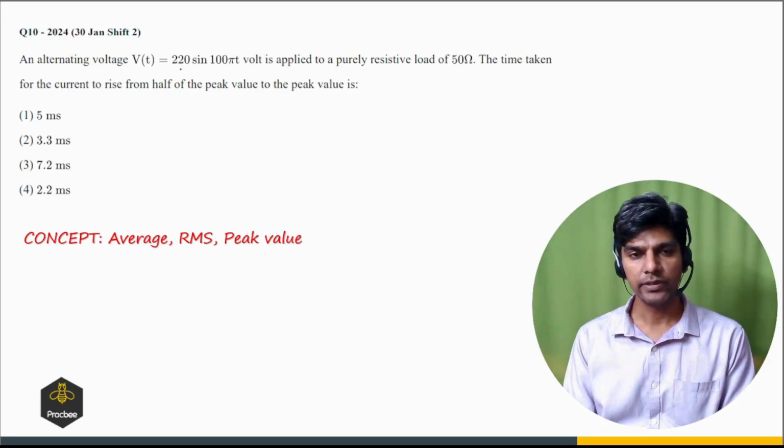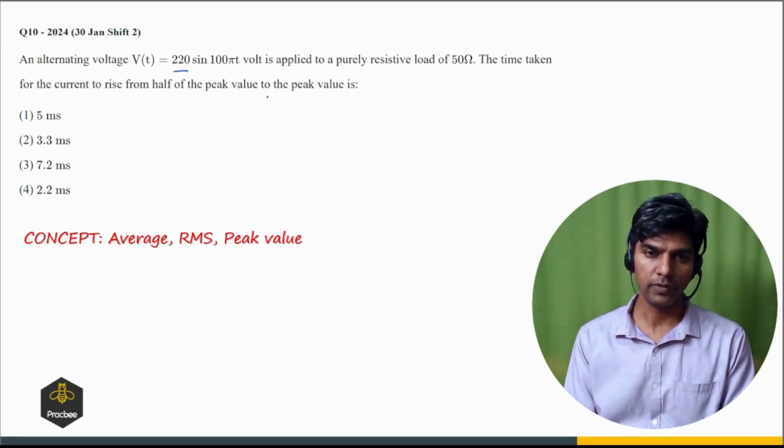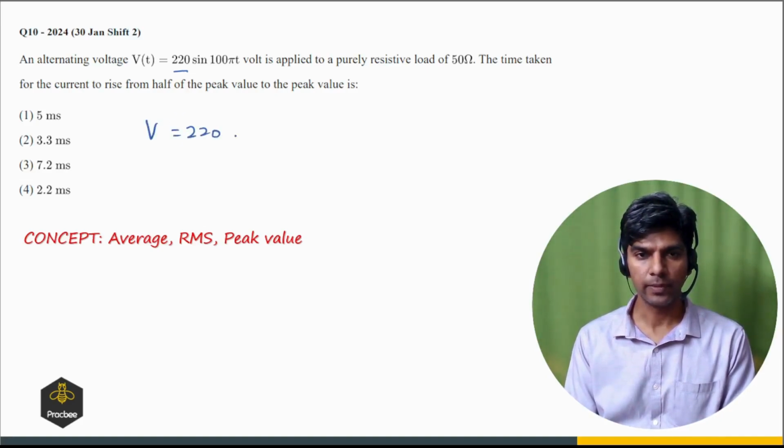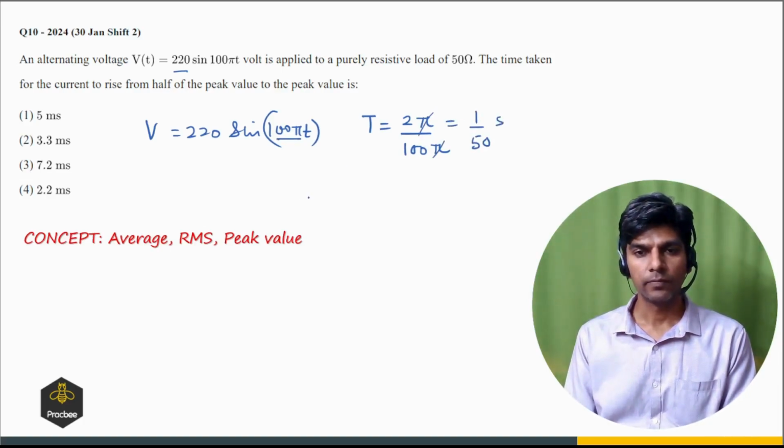An alternating voltage which is 220 sine 100 pi t is applied to a purely resistive load of 50 ohms. The time taken for the current to rise from half of the peak value to the peak value. So we have given V, which is 220 sine 100 pi t. In this case the time period is 2 pi by omega, and omega is 100 pi, which comes out to be 1 by 50, right?